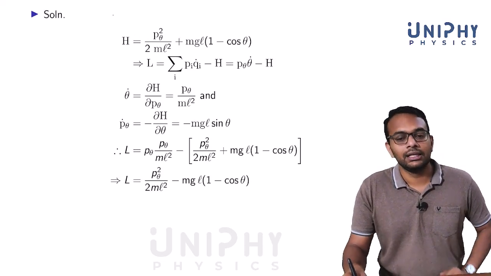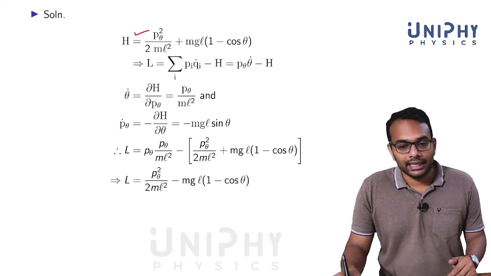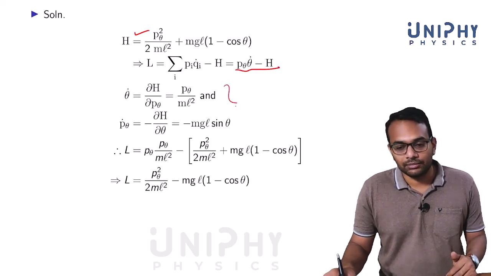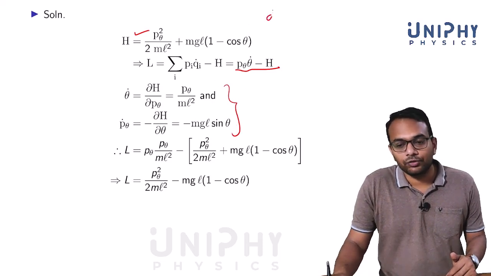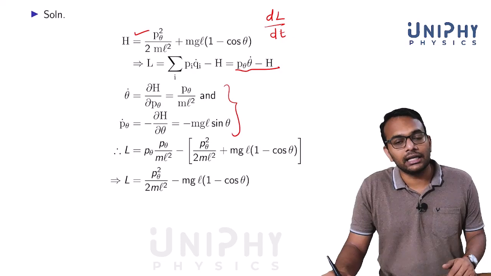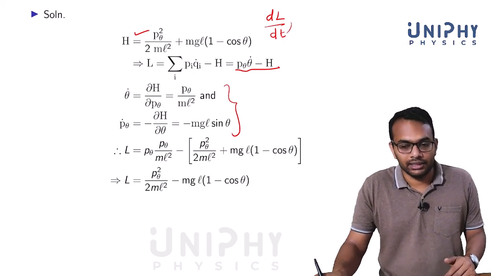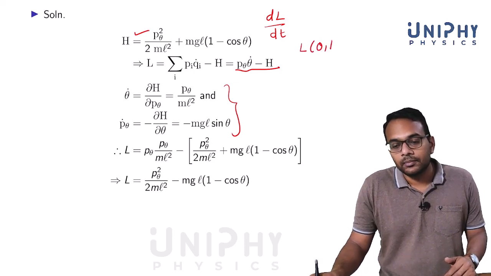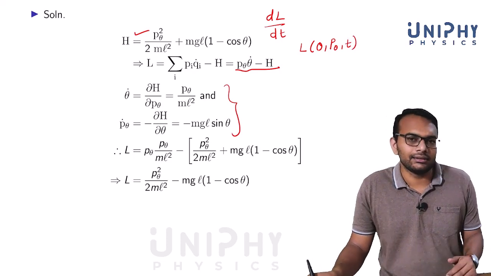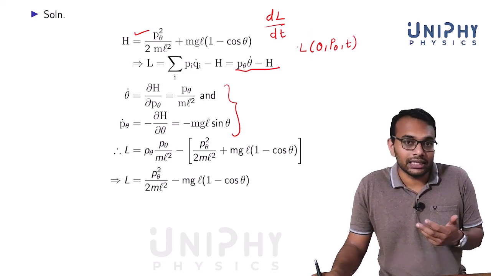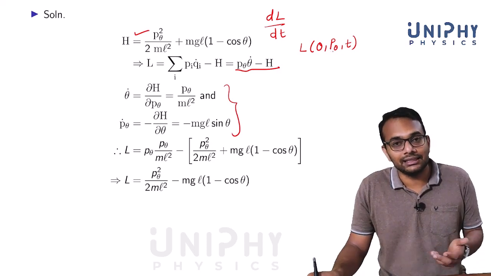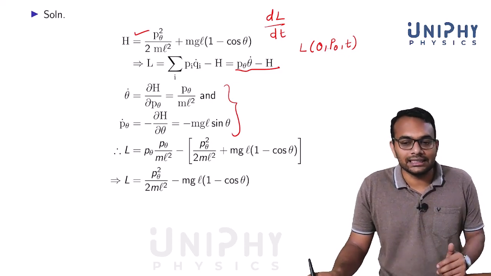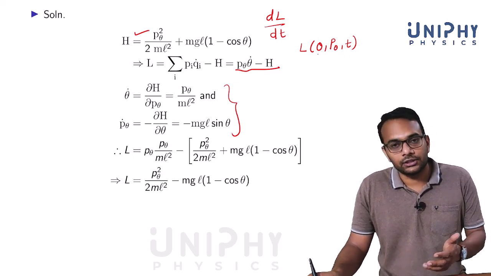Now, how do we do this? We have got the Hamiltonian, and the Lagrangian, as I said, is p theta theta dot minus H. Now we anticipate something, because we are asked to find dL by dt. So we will write the Lagrangian as a function of theta, p theta and t. Usually you should remember that the Lagrangian is not a function of p theta, it's theta, theta dot and t, but for our purposes, looking at the options, it's convenient to write the Lagrangian as a function of theta, p theta and t.